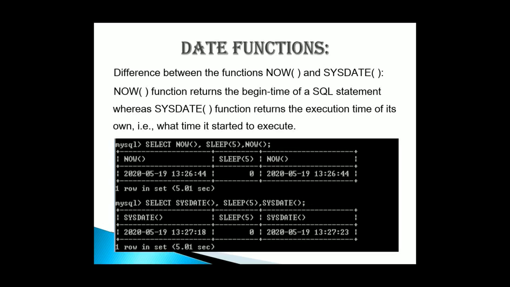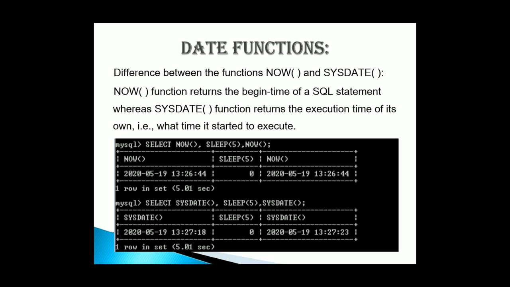The now function returns the begin time of the SQL statement, whereas the system date function returns the execution time of its own, that is, the time at which it finished executing. Now will give you the exact time and date when you called the function, but system date will give you the exact time and date after completion of the function. Means the now function gives you the time when you started the function, and system date gives you the time when the function has completed its execution.